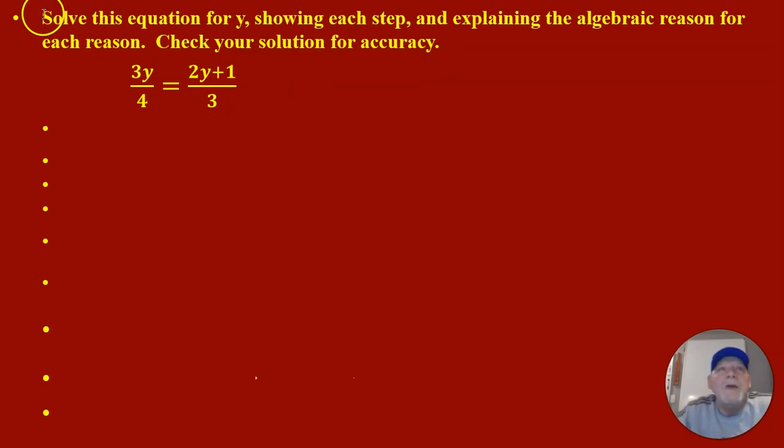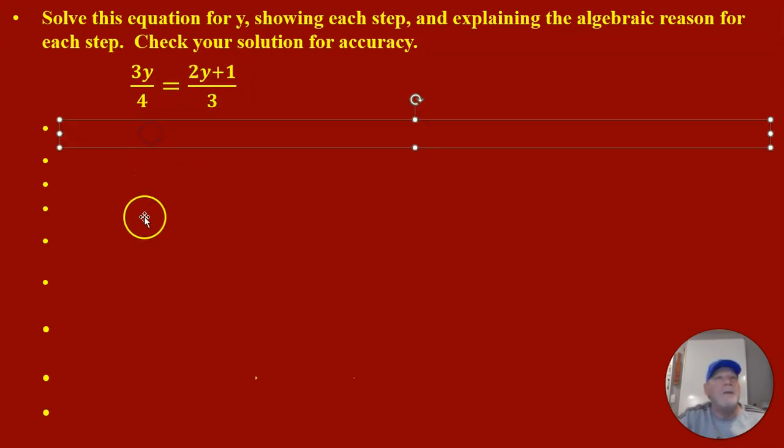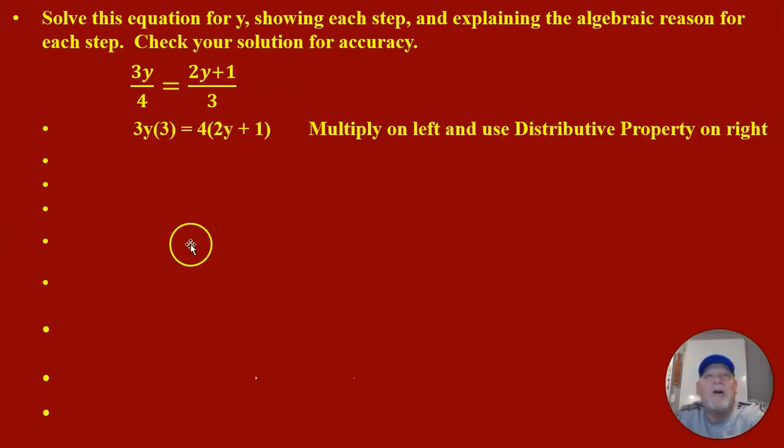So this particular Math Minute problem is: solve this equation for y, showing each step and explaining the algebraic reason for each step. Check your solution for accuracy. So we have a rational equation here. Here's a ratio, 3y over 4 equals (2y plus 1) over 3. You might be able to do it in your head, but we can solve it step by step very quickly.